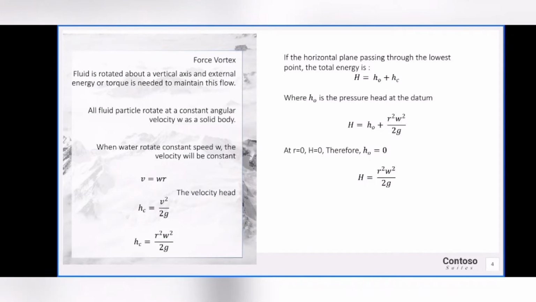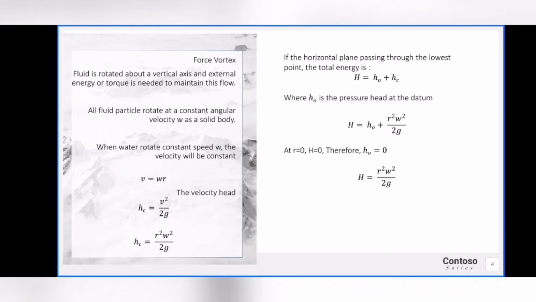For forced vortex, fluid is rotated about a vertical axis and external energy or torque is needed to maintain this flow. All fluid particles rotate at a constant angular velocity as a solid body. When water rotates at a constant speed, the velocity will be constant, thus we get the equation V equals ωR. The velocity head hc is equal to V squared over 2g. Combining the two equations, we get hc equals R squared ω squared over 2g.